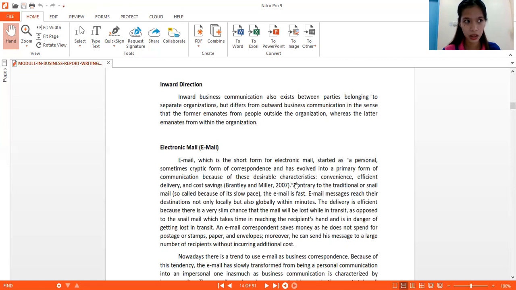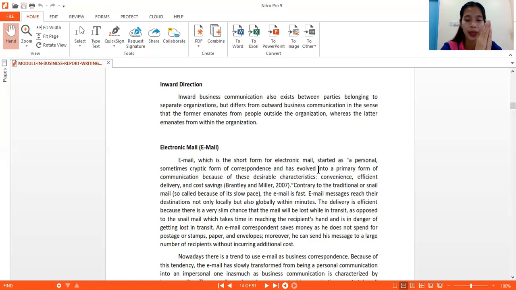Some of us are not just yet truly good or literate in using this email. So email, which is short for electronic mail, started as a personal, sometimes cryptic form of correspondence and has evolved into a primary form of communication because of its desirable characteristics.